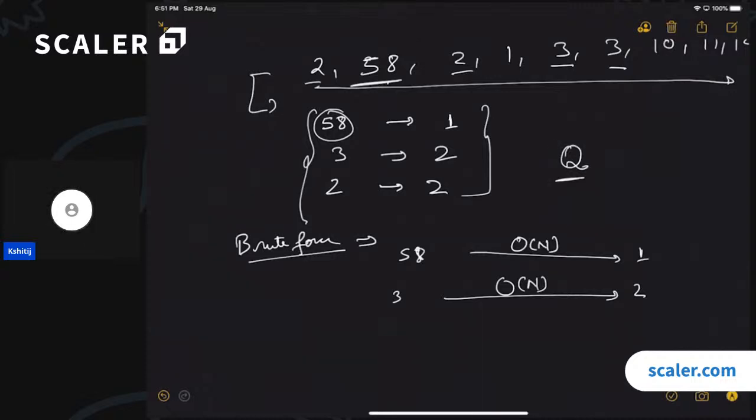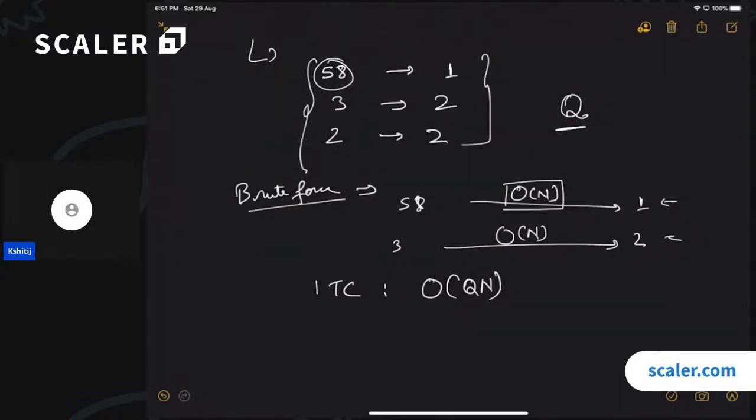So what is the total time complexity if I go by this approach? Let's say there are q queries. Solving each query takes order n time. So the total time complexity is going to be q into n. Now this q can be very, very large, so this is not optimal. Is there any other approach that you might have studied in the previous classes? Can we optimize this order n factor here?